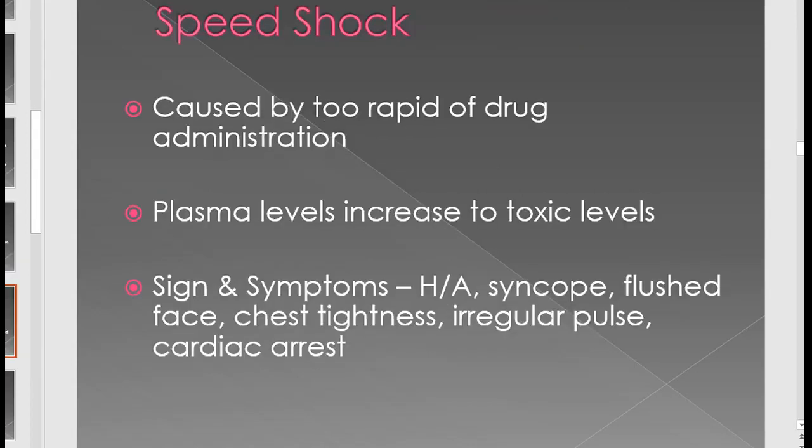There is also something that's called speed shock. It's whenever you give the medication too fast. Signs and symptoms that you'll see with your patient is they can complain of a headache, they can get dizzy, very flushed face, chest tightness, irregular pulse, and even worst case, cardiac arrest. That's why it's very important that you assess and find out how fast you are to give any kind of IV push medication.